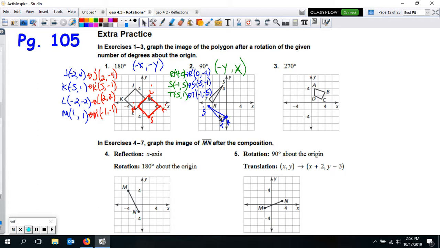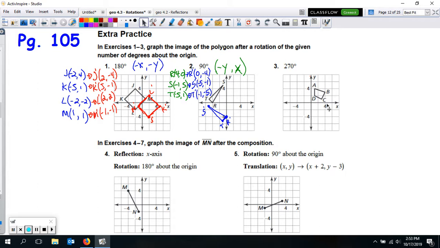Now if you were to draw, when you're doing any kind of 90-degree rotation, you can always see if you draw from R here to the origin, and then this one here, you can see the right angle. It's 90 degrees. That's your angle of rotation. On the next one it says 270 to these points. We got to figure out the points first.